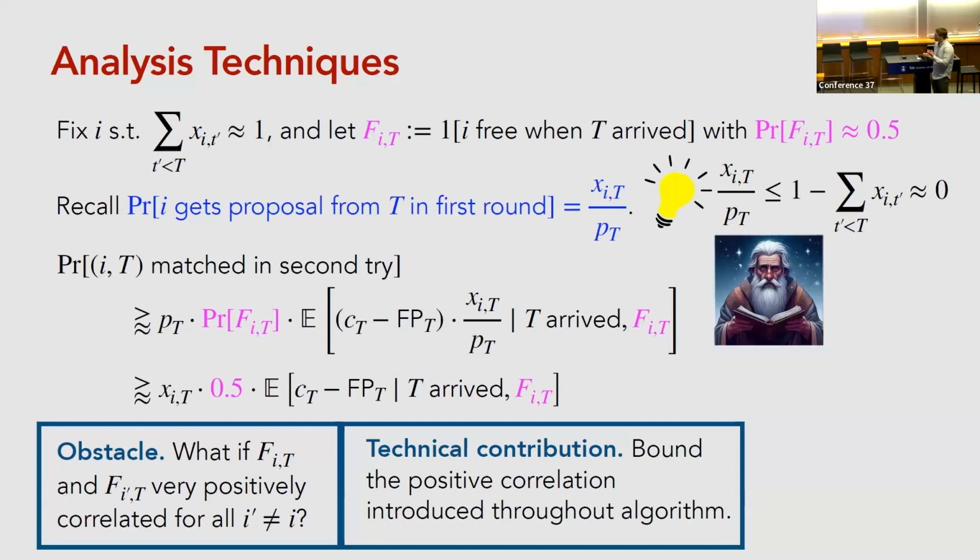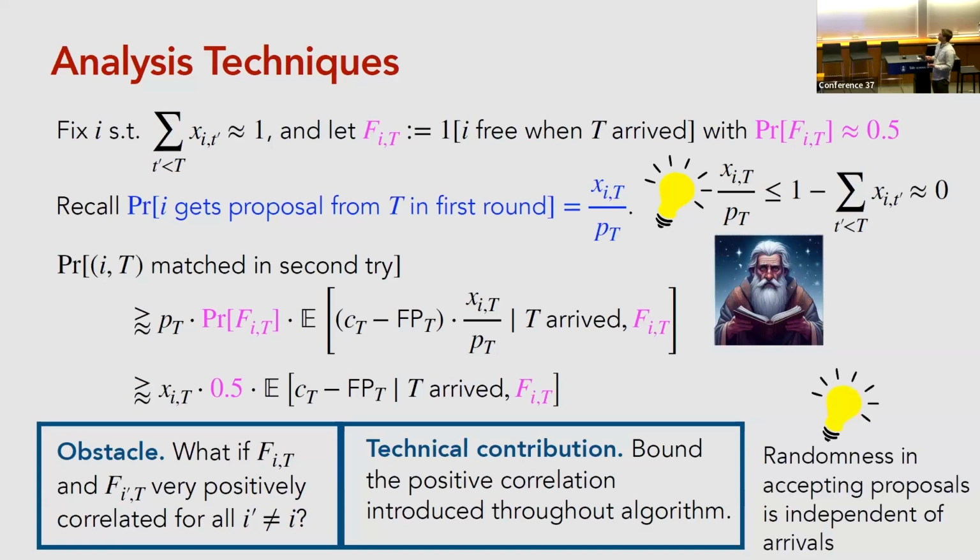So the main technical contribution that we give here is that we bound the positive correlation that is introduced throughout the algorithm. It's essential that there is some, but we use the fact that the randomness in the accepting of proposals is independent of the online analysis. And because of that independence, we can argue that we avoid this extreme positive correlation, and hence this second proposal step can do something.